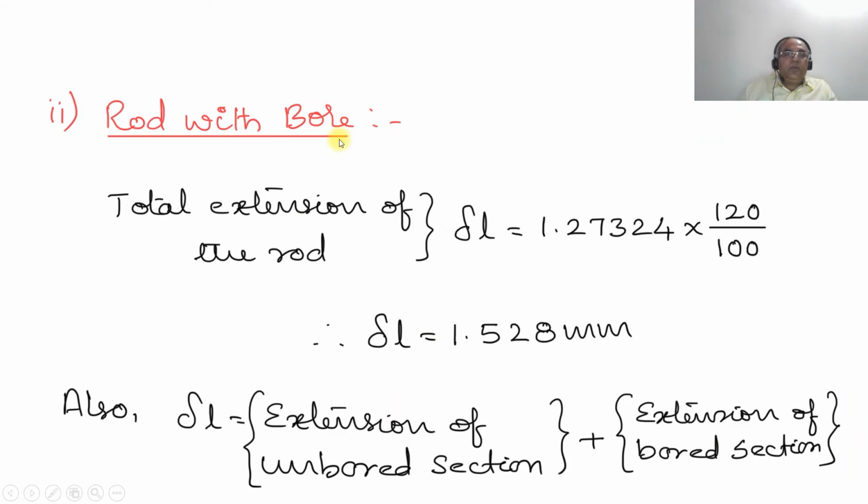Now the rod with bore. The total extension of the rod, delta L, will have a 20% increase. Therefore, delta L will be equal to 1.27324 into 120 by 100. So the total extension will be 1.528 mm. Delta L is the extension of the unbored section plus the extension of the bored section.